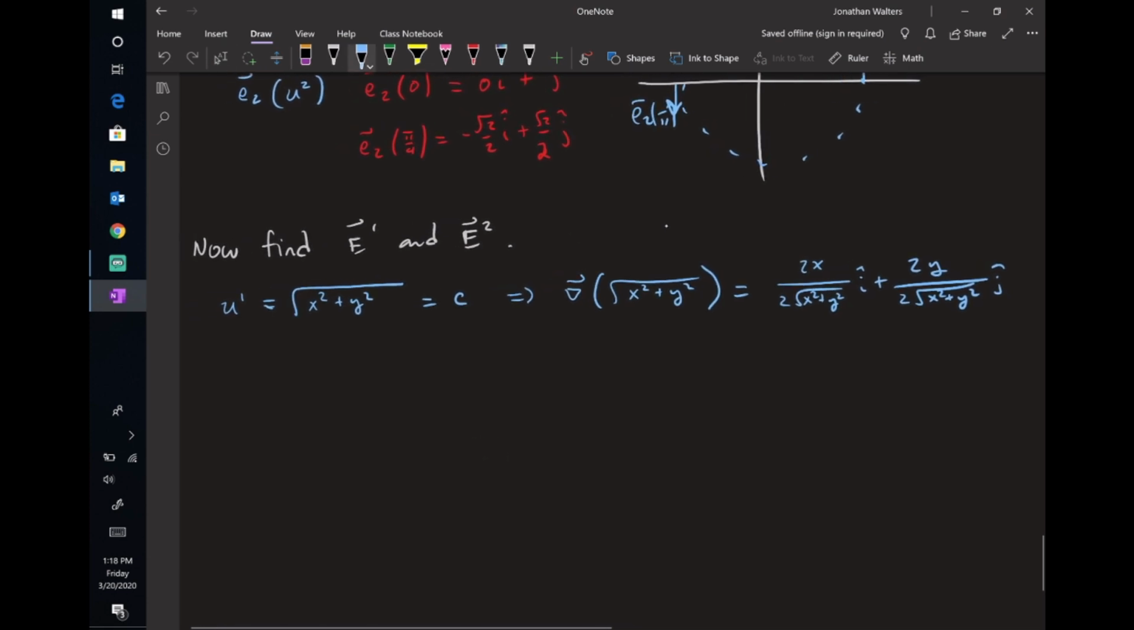Right, this is basically r equals square root of x squared plus y squared, and then taking the gradient of the surface because I set the first coordinate u1 equal to a constant. So take the gradient of this function, which is this vector here, which is x over, we'll call it magnitude of r, i plus y over magnitude of r, j. So that is our E1 vector.